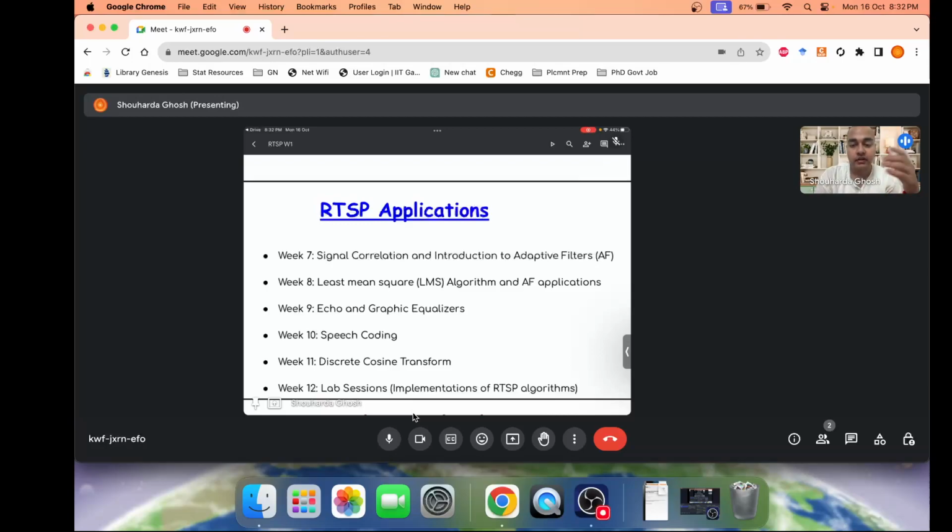And then we had a lot of discussion regarding how speech is modeled. All these parametric vocoders, parametric encoders, mixed encoders, and codebook transforms. Then in week 11, the previous week, we jumped into image processing.